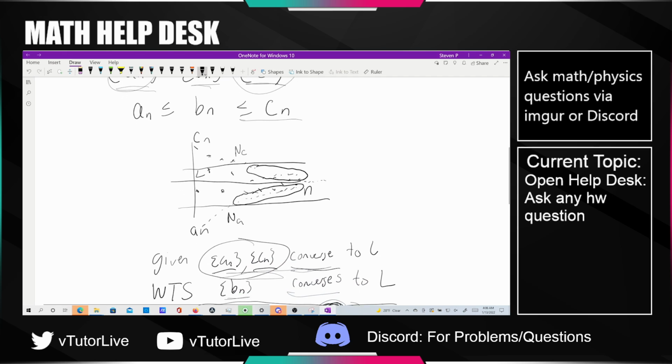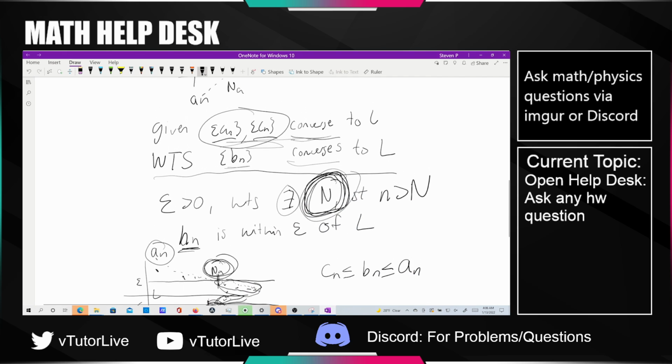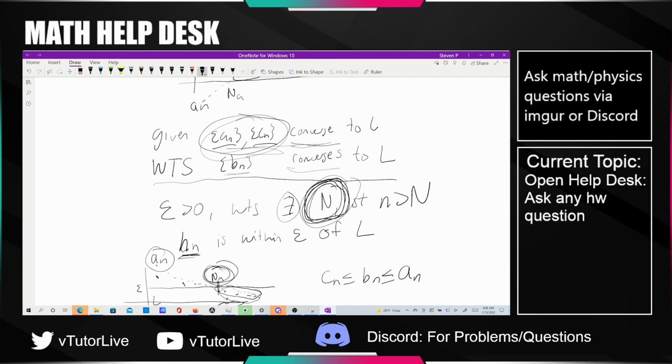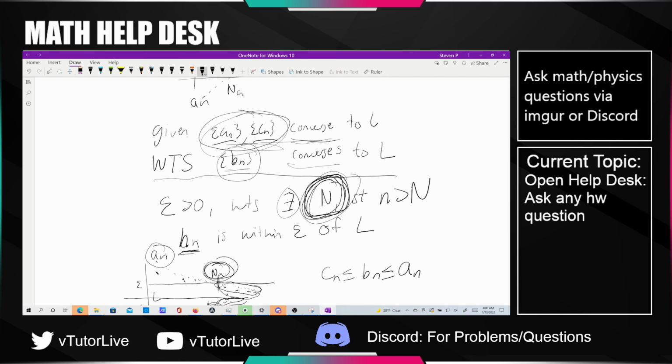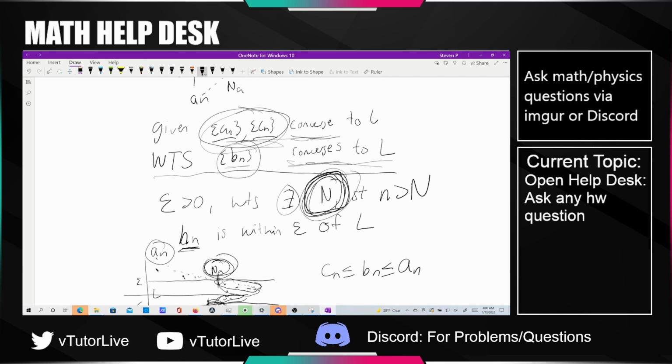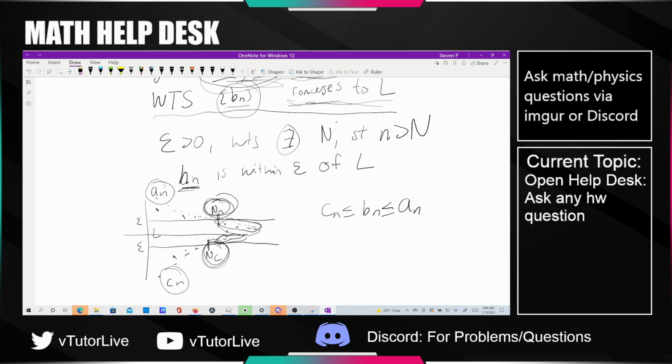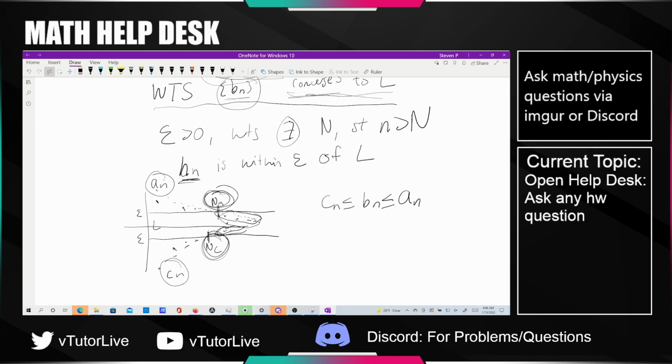So the idea behind the sandwich problem is saying that, okay, let's say you have this AN and the CN already converging to L, and you know that BN is sort of between them. You want to show that it also converges to L. So given an epsilon greater than 0, we want to show that there exists. If you don't know what this symbol means, it's a quantifier called there exists. All right, you want to show that there exists some capital N, such that for every little n after the capital N, Bn is within epsilon of L.